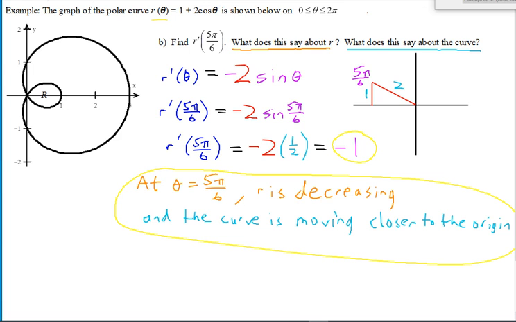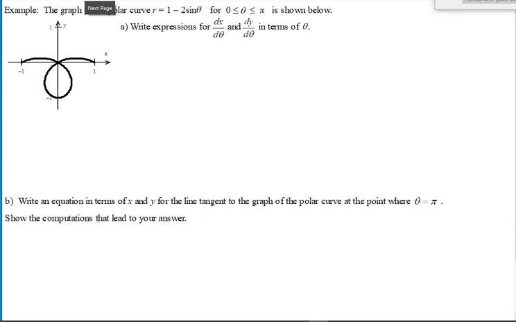Alright, let's take a look at another example here. Last one here, just a couple parts. So it says the graph of the polar curve R equals 1 minus 2 sine theta. Notice this time, it's only graphed from 0 to pi, not 0 to 2 pi. And it says write expressions for x, dx d theta, and dy d theta in terms of theta. So whenever you're asked for something that involves x and y, we have to use the conversion.